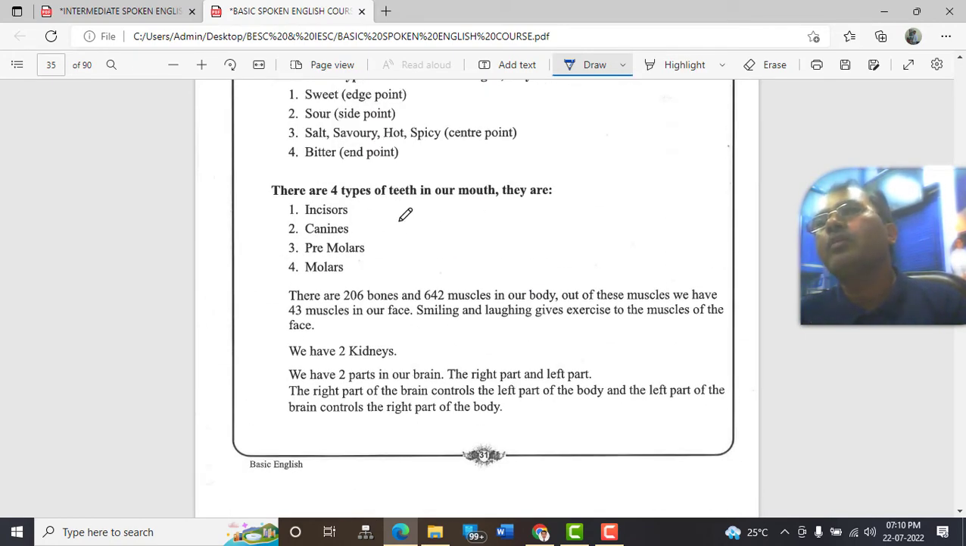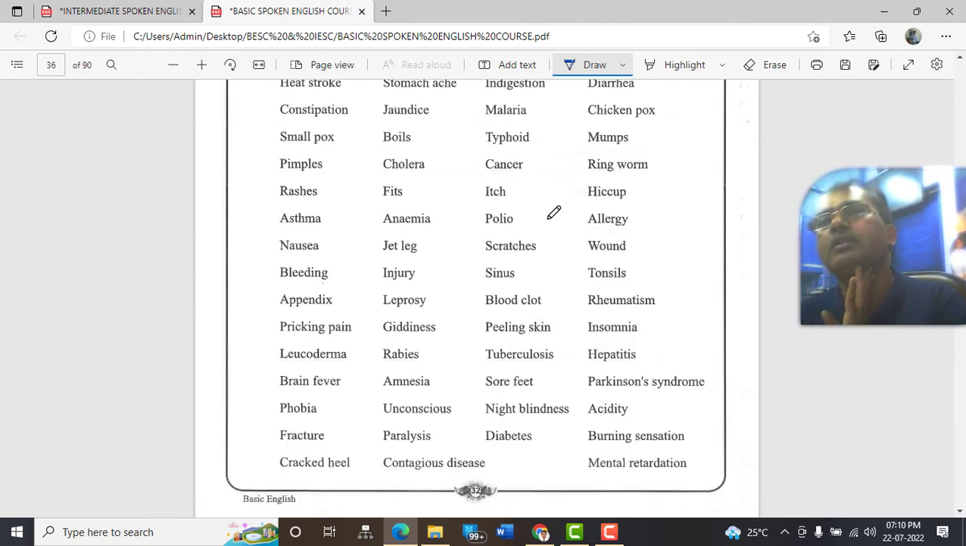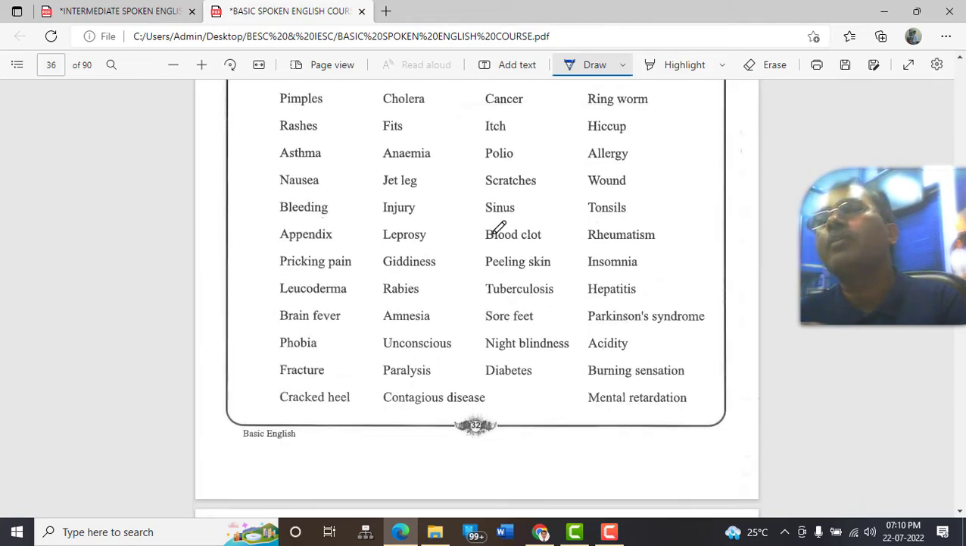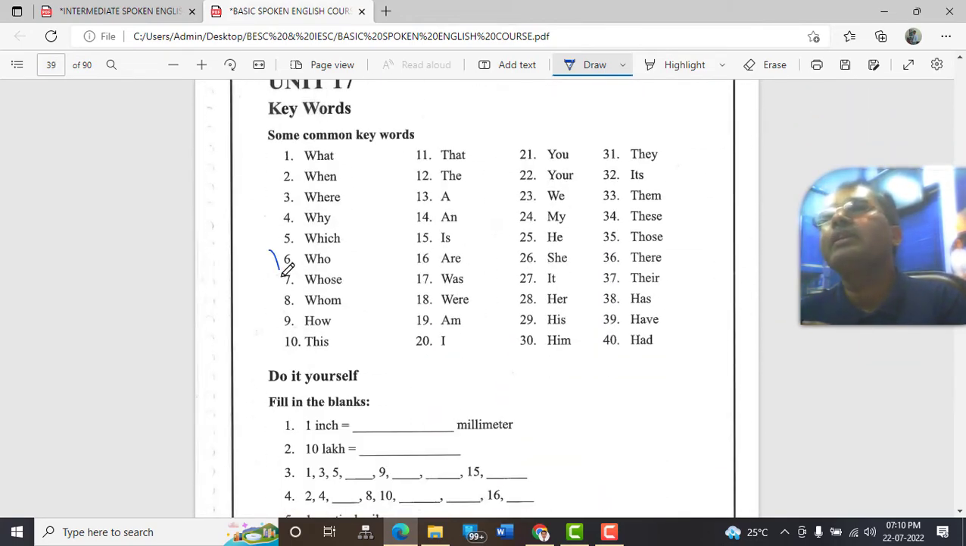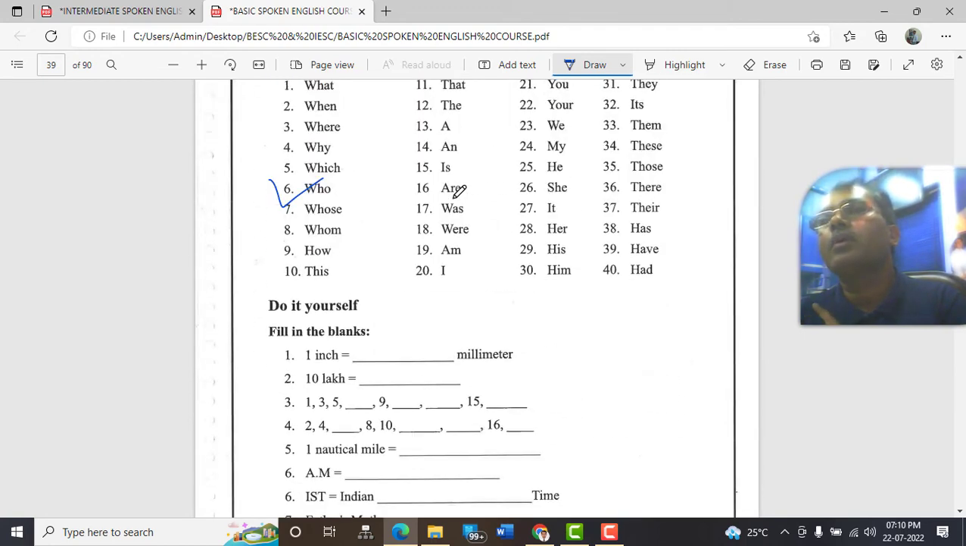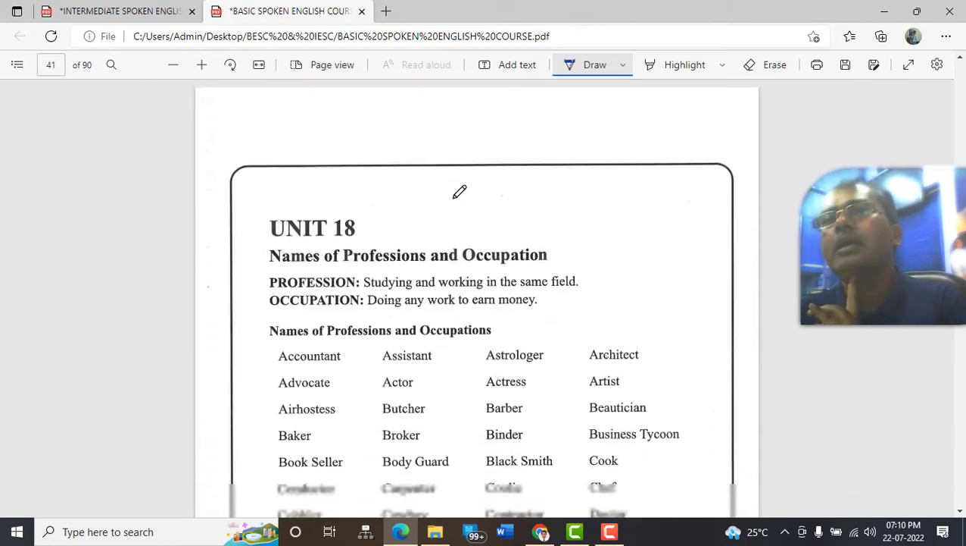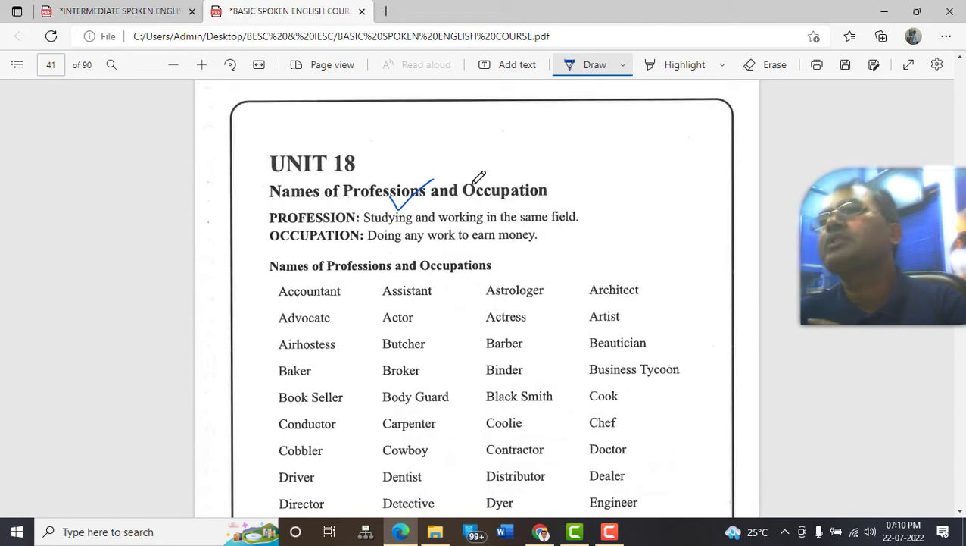So we'll be talking about the four types of teeth in our mouth. Unit 16, names of common ailments, and then we will go for Unit 17, keywords. 1 inch equals how much? And Unit 18, names of professions and occupations.